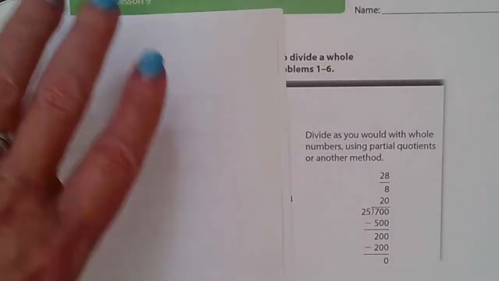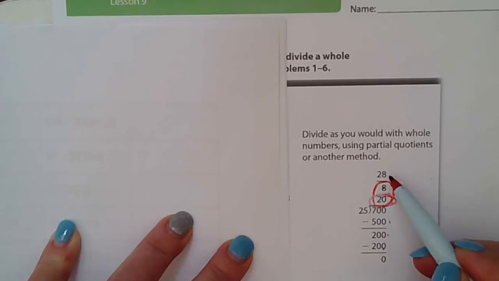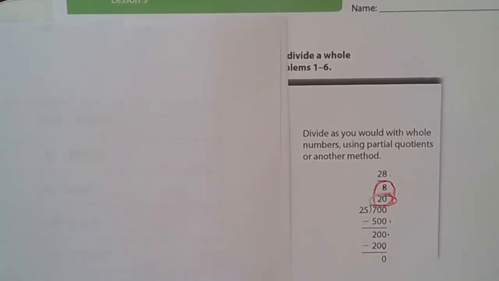Your paper shows you the same thing that I just did, only they did 20 first. So if you're more comfortable with 10s or 5s, you can do that. If you're fluent with your numbers and you can do 20 groups of 25 is 500, you would have 200 left over. 8 groups of 25 is 200. And here are your partial quotients that you're going to add up to get 28. So that is your quotient.